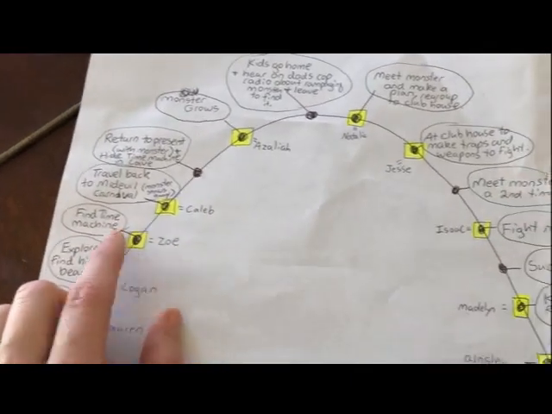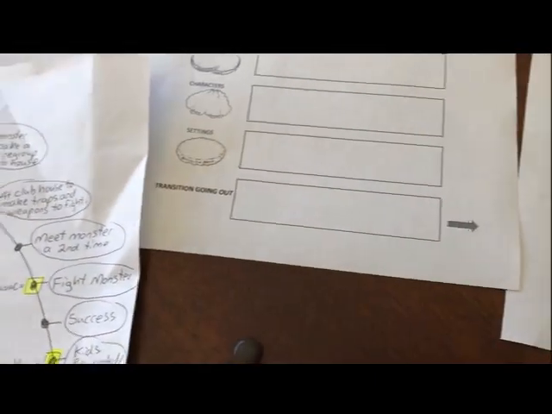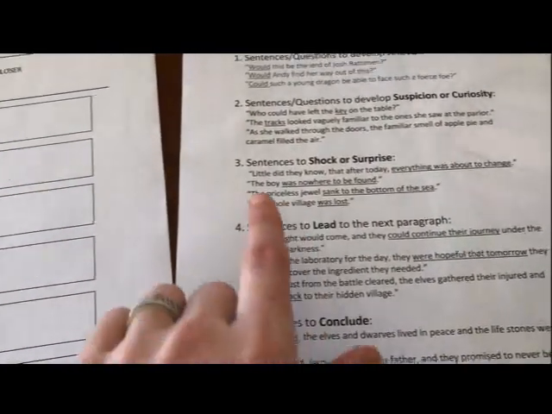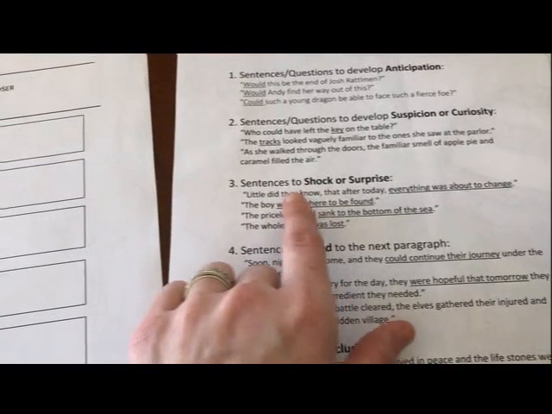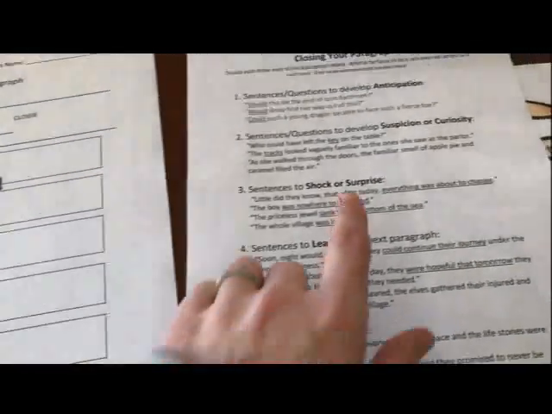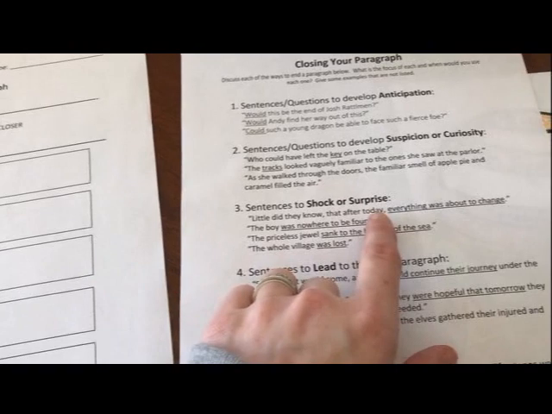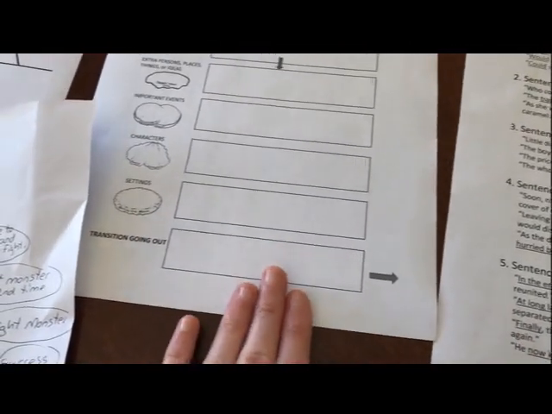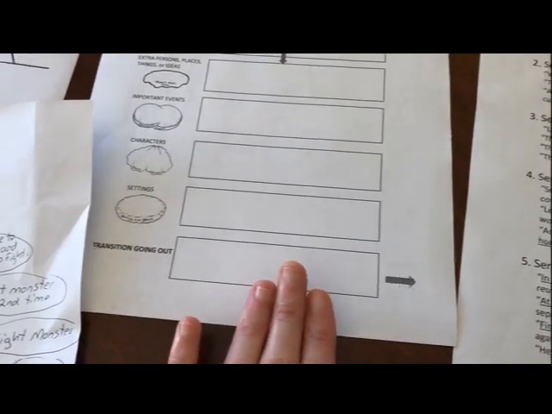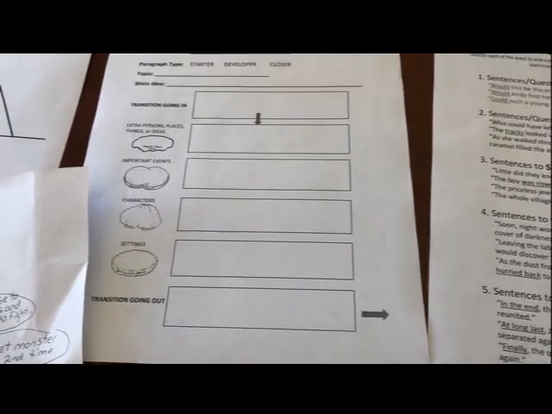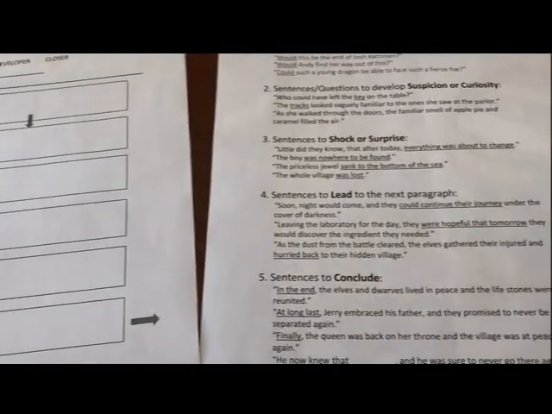So, for example, when Zoe writes the last sentence of her paragraph, she may say something like, "Little did the kids know that after today, everything was about to change." That's kind of surprising to the readers, because they know everything is about to change after this one thing, and they're like, well, what could change? What's going to change? So that would be really good, and lead them into the next paragraph of when they go back in time. That's just an example.